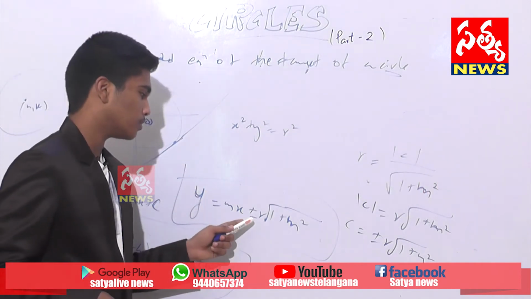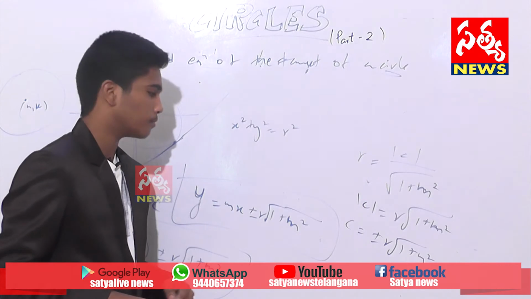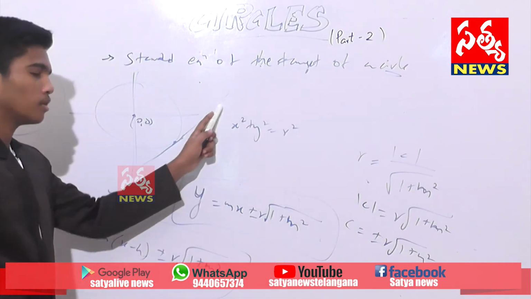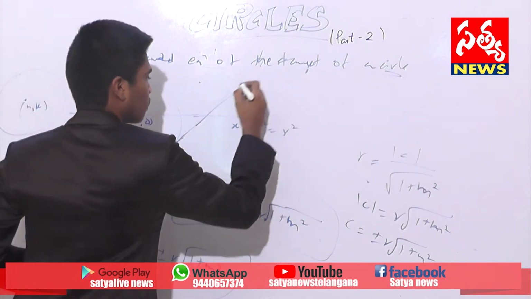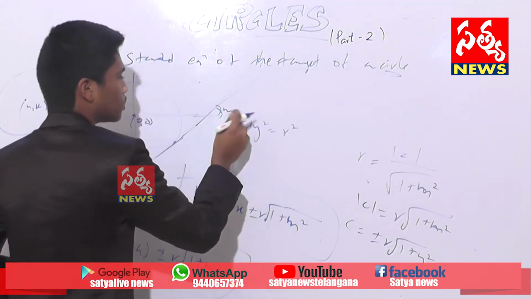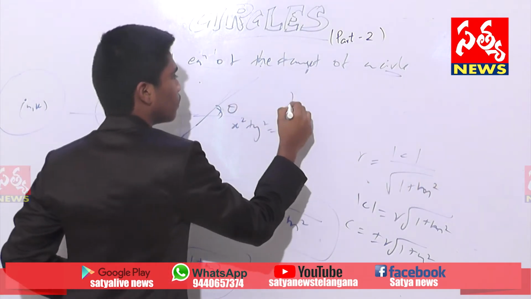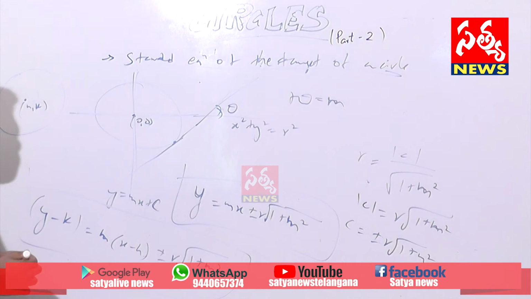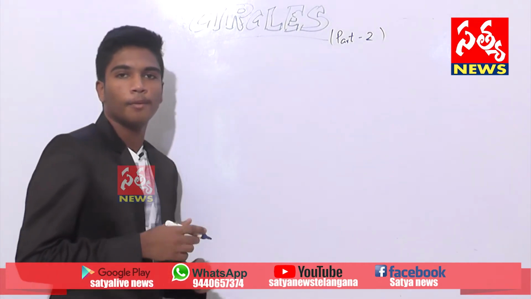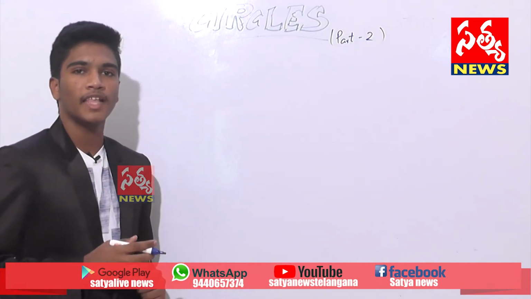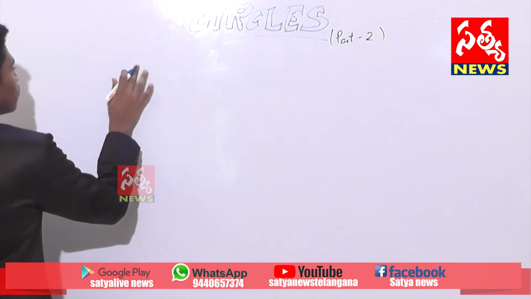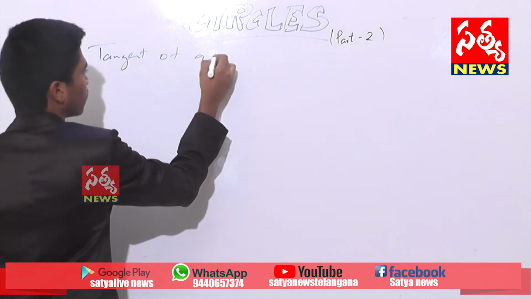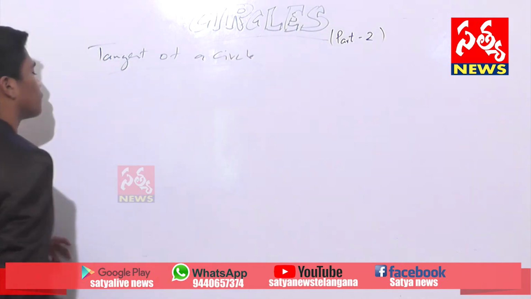y is equals to mx plus or minus r under root 1 plus m square, where r is the radius and m is the slope of the line. This is the slope of the line. This is m, or else tan theta is equals to m. We all know which is nothing but slope. Okay. And now let's discuss about the tangent of circles in brief. Tangent of a circle. Okay.